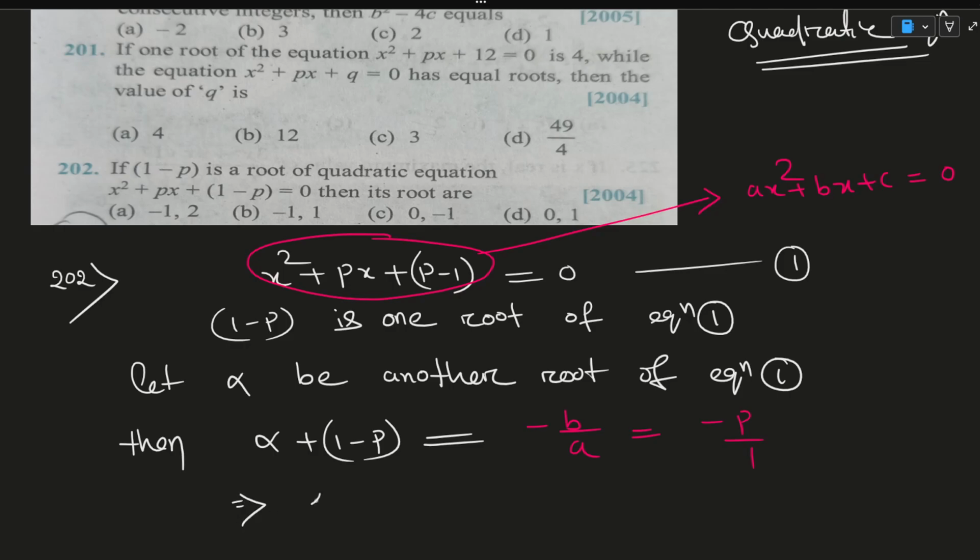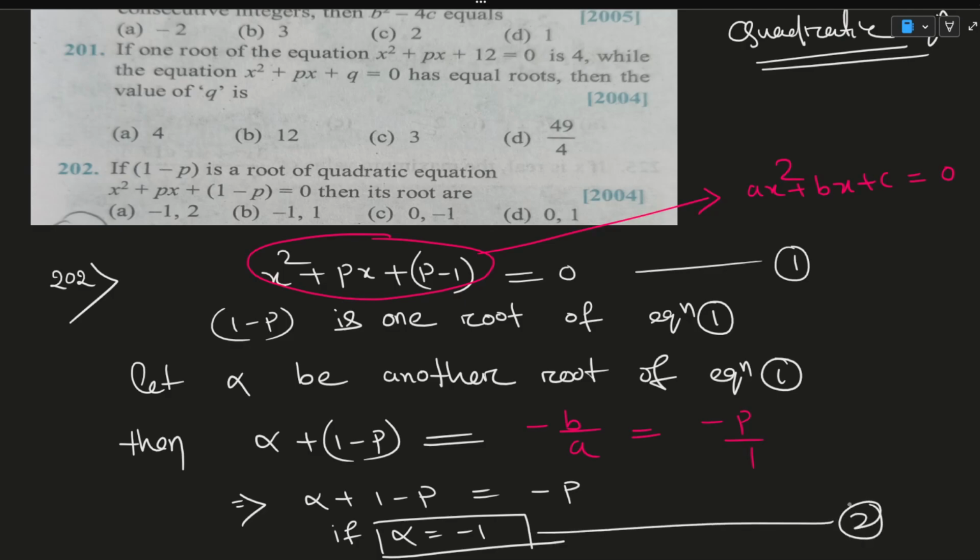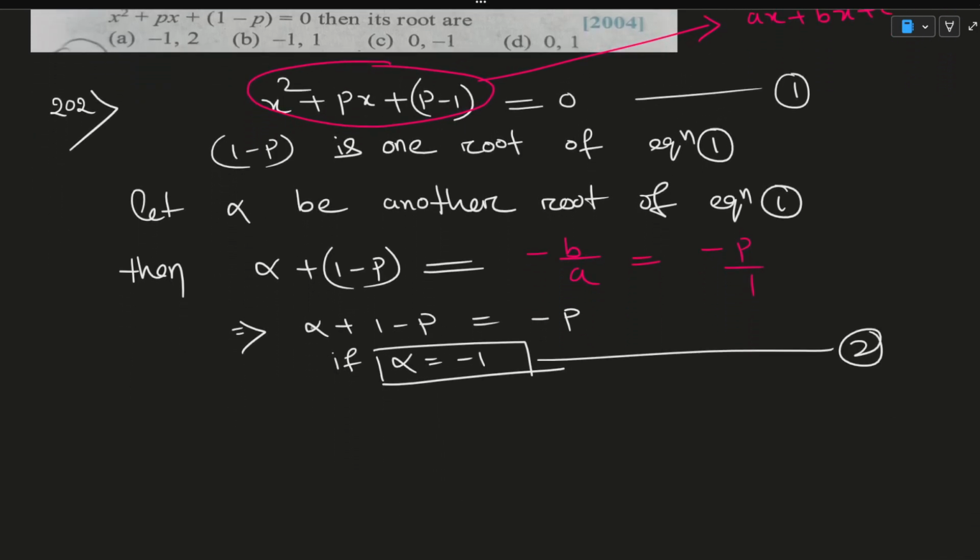Which implies alpha plus 1 minus p is equal to minus p. It is possible if alpha equals minus 1. So here we got the value of alpha. We initially assumed that alpha is another root of equation 1, so we got one root. Now we'll see the other root. What will be the other root?